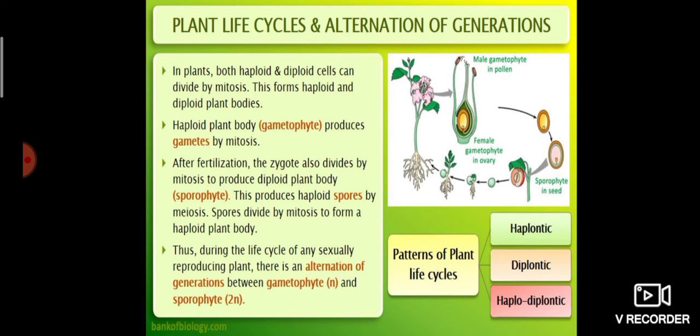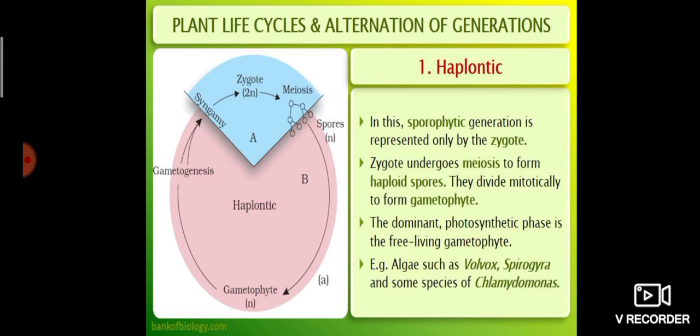Then there are three patterns of life cycle. First one, haplontic life cycle. Second one, diplontic life cycle. Third one, haplodiplontic life cycle. First one, haplontic life cycle. What is the haplontic life cycle?